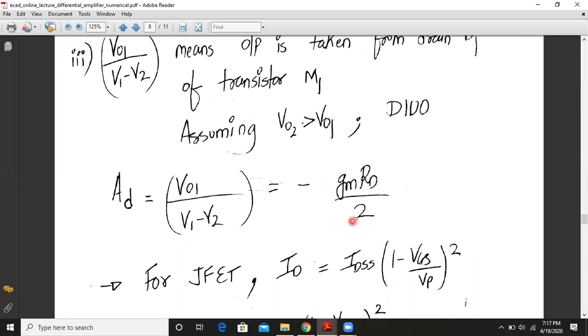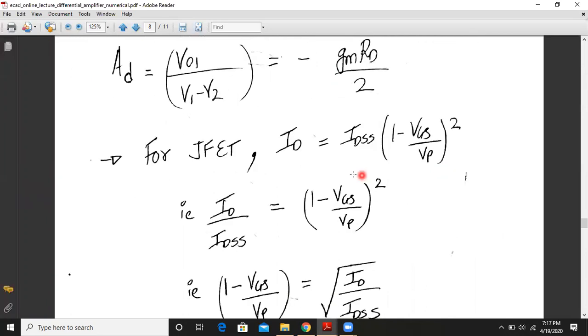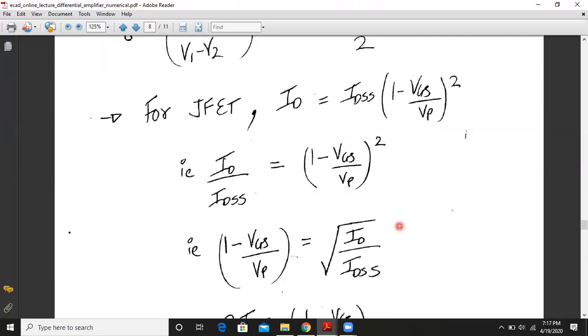So our next task is to find the value of GM. Now for a JFET we know that ID is given by IDSS into 1 minus VGS upon VP the whole square. So if we take ID upon IDSS on one side, on the right hand side we get 1 minus VGS upon VP the whole square. If we take the square root on both sides, 1 minus VGS upon VP is equal to the square root of ID upon IDSS.